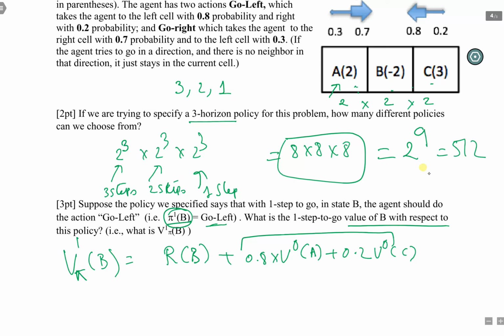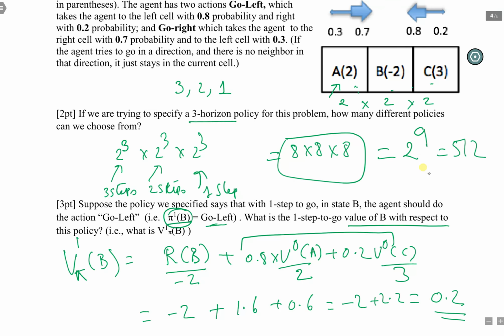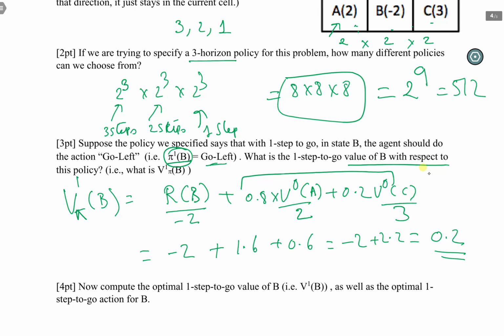Now V0 of A is just 2, because with 0 steps to go the value of the state is the same as the reward, and similarly V0 of C is 3. And R of B is -2, so this is -2 plus 0.8 times 2, which is 1.6, plus 0.2 times 3, which is 0.6, so -2 plus 2.2, which is equal to 0.2. So the value of B with 1 step to go, if you are following this policy which tells you to go left, is 0.2.